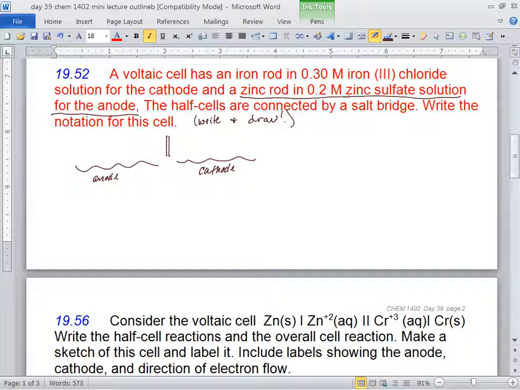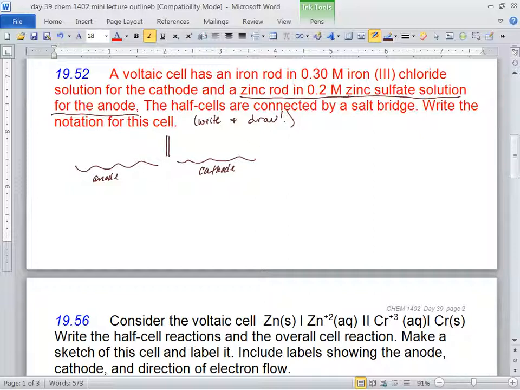What did you write for your anode half reaction? Oh, you're drawing? All right. You want to have an idea for the anode half reaction? Zn solid going to Zn2+. You don't have much choice because they said that's your anode, and anode has to be oxidation. So that means it has to be getting oxidized.